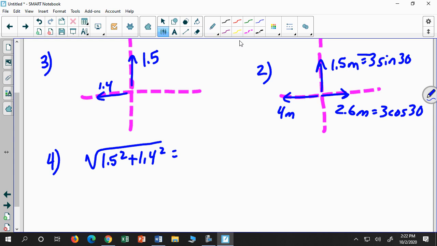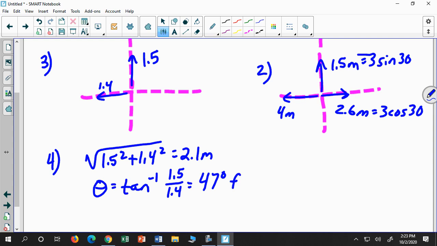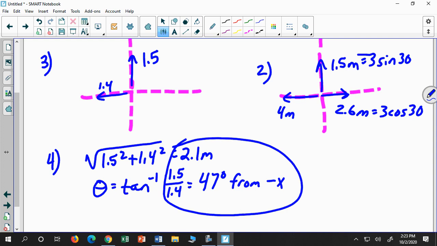And I get 2.1. And then to find the angle, I say the inverse tan of the y over the x, opposite over adjacent. That's 1.5 over 1.4. It's going to be really close to 45. 47 degrees. And then I need to declare which axis that is from. That's 47 degrees from the negative x-axis. So that would be the answer: 2.1 meters at 47 degrees from the negative x-axis.